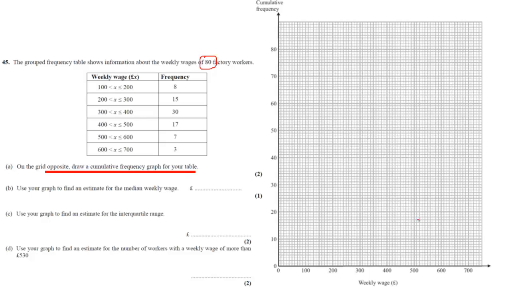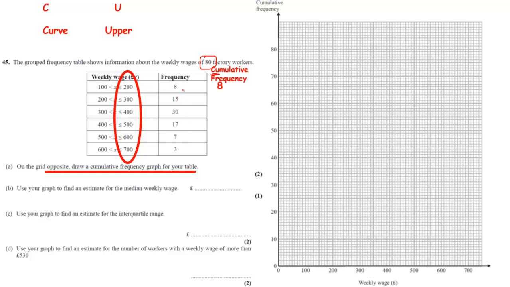In order to draw the cumulative frequency graph, the first thing you need to register is CU. CU means curve and upper, right? So you're going to draw a curve and you need to use the upper values when you plot them. CU also reminds you to do the cumulative frequency. How do we get the cumulative frequency? Well, we have to add up all the values as we go along.